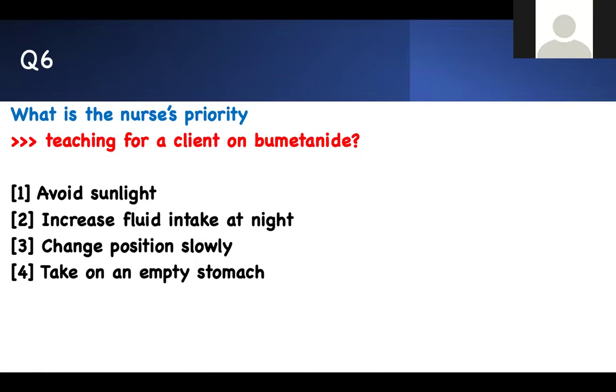Change position slowly. It causes orthostatic hypotension. Take on an empty stomach. Most diuretics should be taken with food, but that's not even a priority. The priority is orthostatic hypotension. Therefore, number 3 is the best answer.